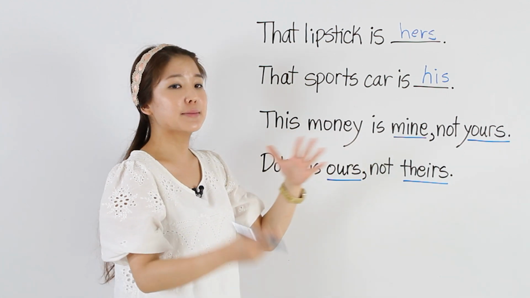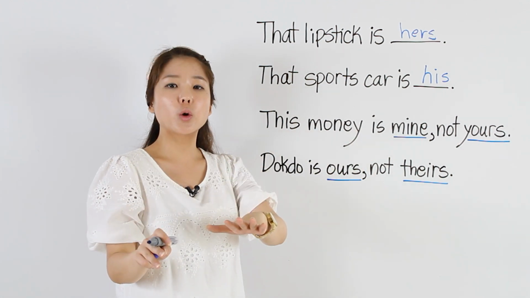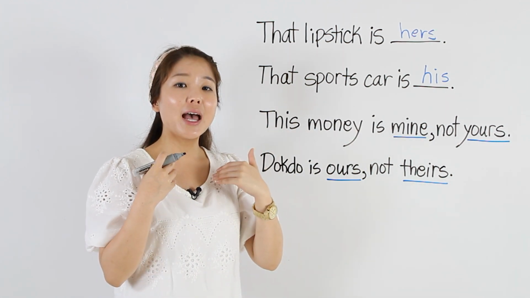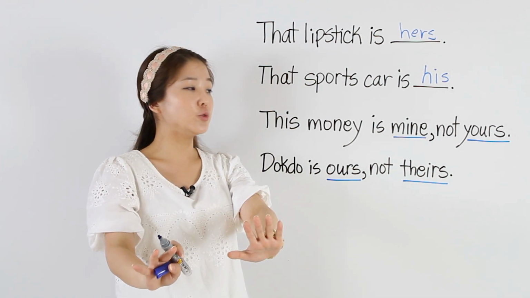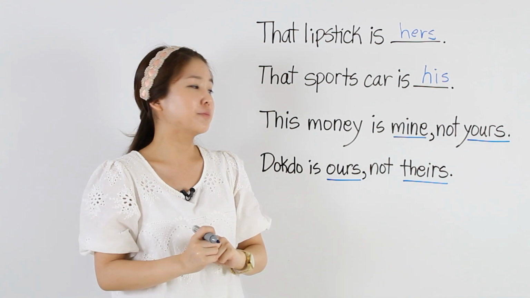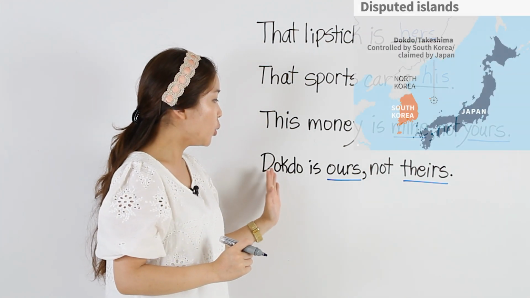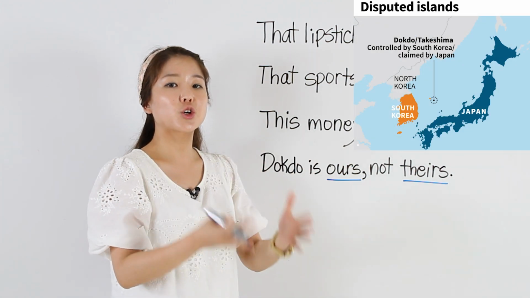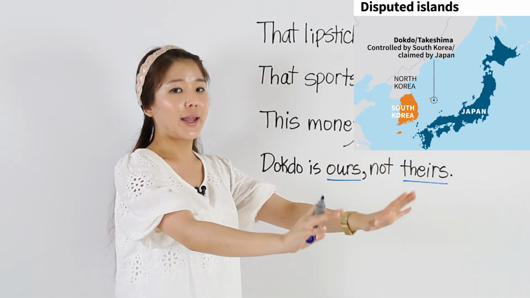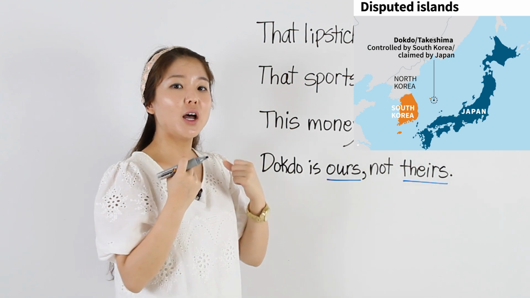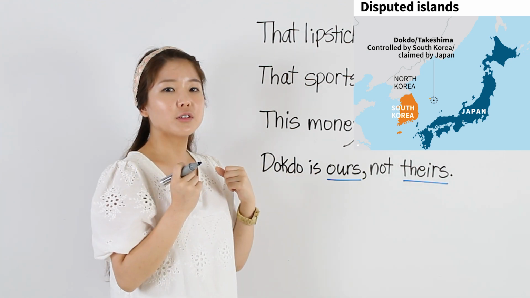Okay, now let's look at these last two. This money is mine, not yours. This money is mine. It belongs to me. It doesn't belong to you. It's not yours. Okay, and the last one, Tokdo is ours. It's Korea's, right? Not theirs, not Japan's. Okay, it belongs to us. So we say it's ours.